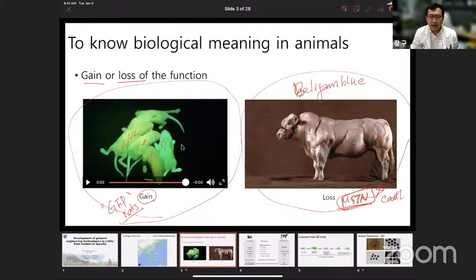Mostly, those kinds of gain or loss of function studies started based on rodent species. As you know, the rodents are mice and rats. They are very, very popular animals in the research area. So almost most laboratories do mouse and rat experiments to understand gene function or other functions.